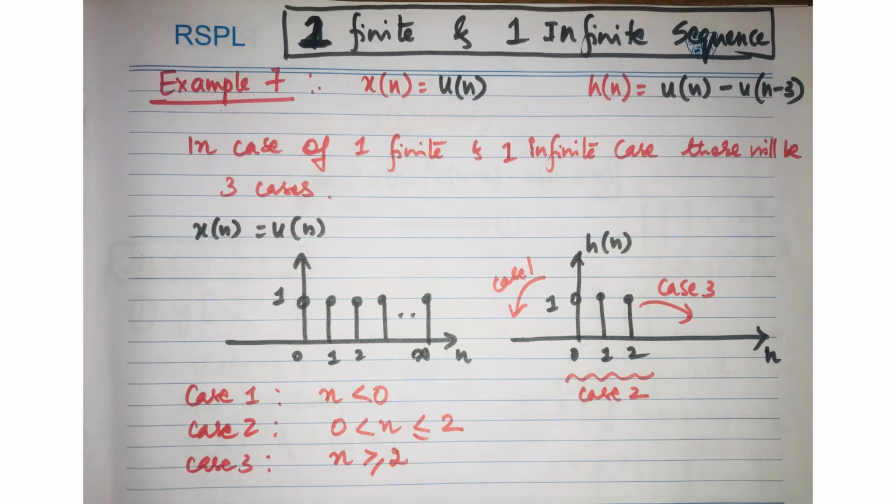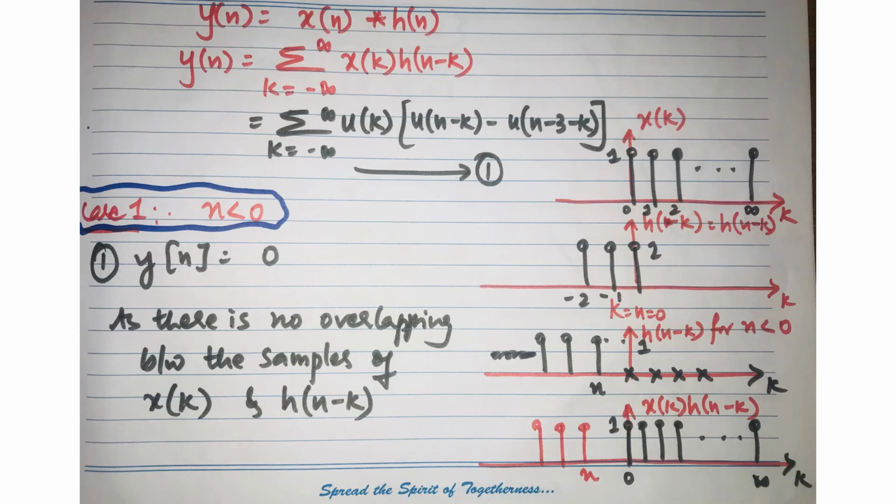We need to compute the convolution sum for one finite and one infinite sequence for the given problem. So simplify x of n as u of n and h of n as u of n minus u of n minus 3. First you draw x of k, that is u of k. Then you draw h of n minus k. h of n minus k is nothing but h of minus k at n equal to 0.